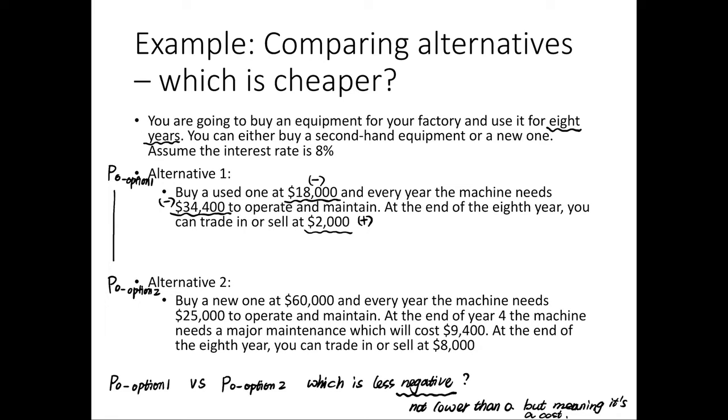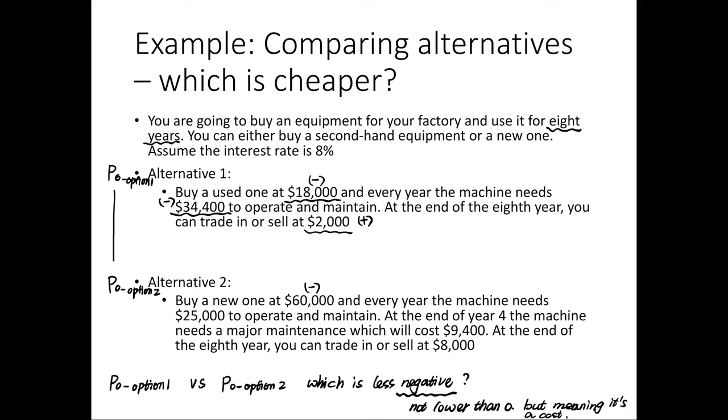Okay, that's just the symbol we use for accounting. Negative means it's a payment, positive means it's a receiving. Okay, and that's option 1. Option 2, you can buy a new one at a much higher price, which is 60,000.